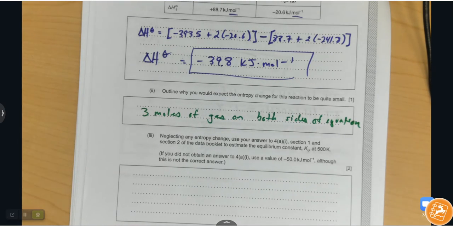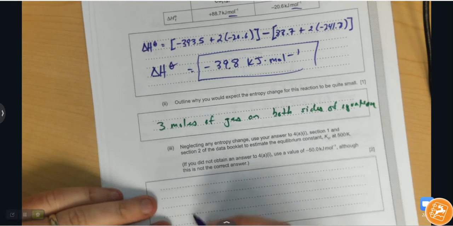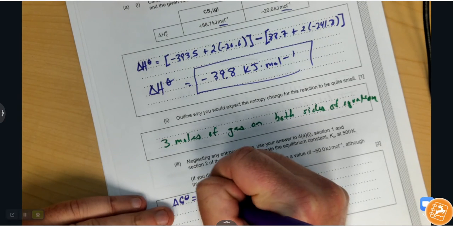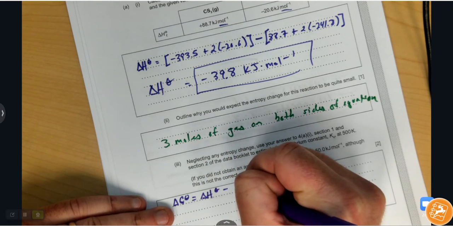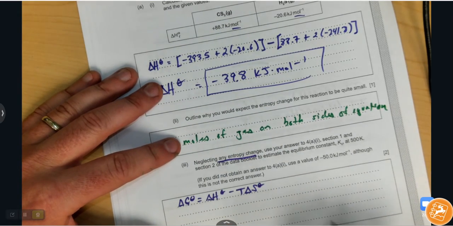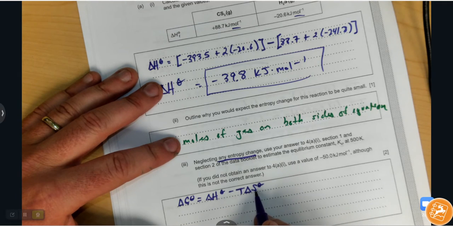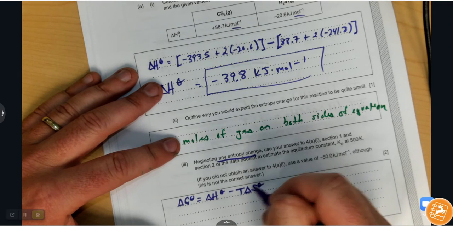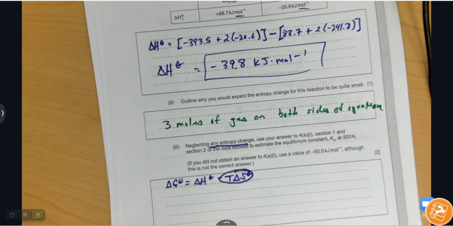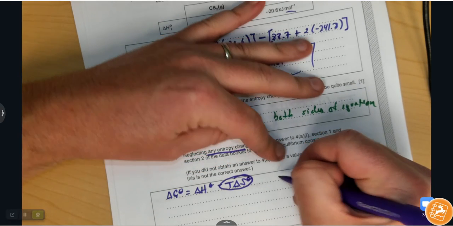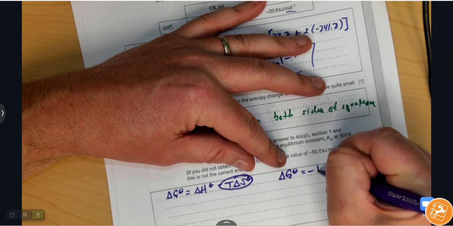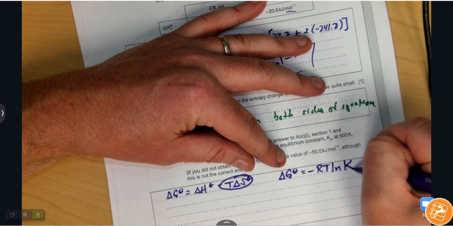All right, so we're going to have some major maths here. Before we begin, the equation from section 1, the first one anyway, will be the delta G equation, which is delta G equals delta H minus T delta S. It says neglecting any entropy change. That means the entropy change is essentially 0. If it's 0, this whole factor is 0, so delta G will be equal to delta H. The equation we use to connect delta G to the equilibrium constant is delta G equals negative RT times the natural log of K.